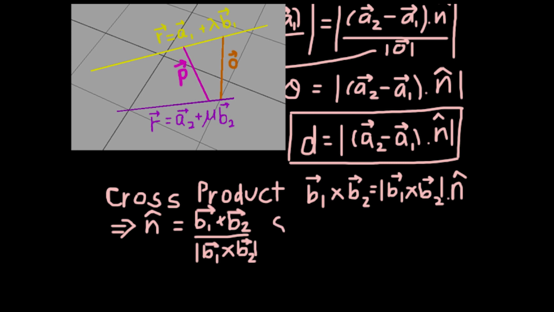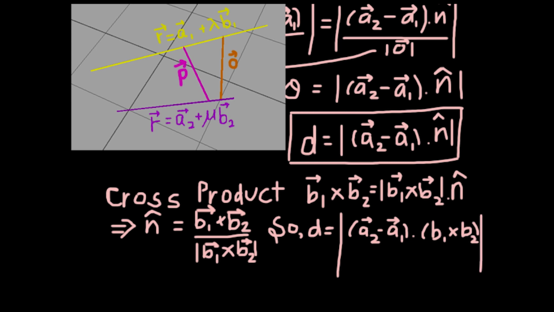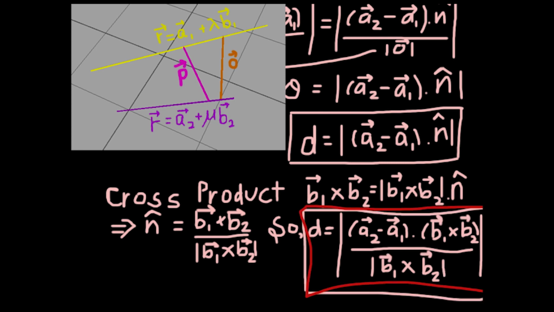So, replacing N from earlier, we can say D is equal to the magnitude of the dot product of A2 minus A1 and the cross product of B1 and B2, divided by the magnitude of the cross product of B1 and B2. And yep, there we go. That's our shortest distance.